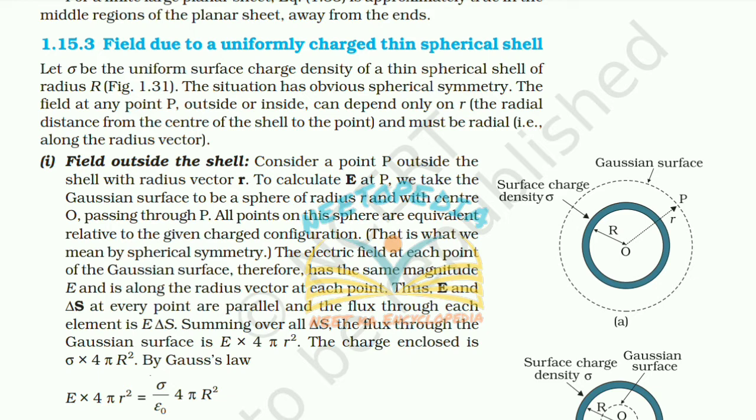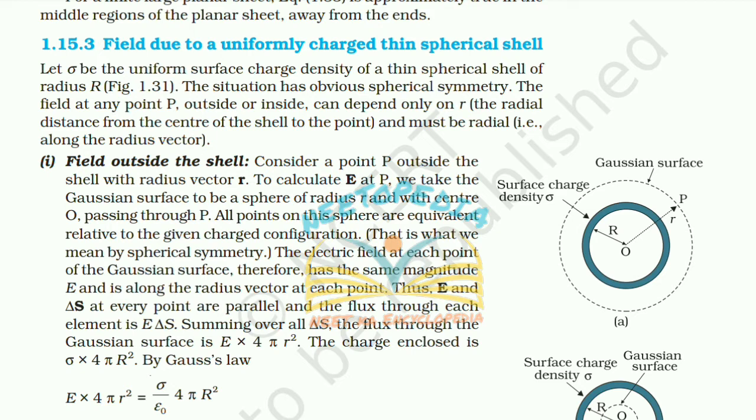Number 1. Field outside the shell. Consider a point P outside the shell with radius vector r. To calculate E at P, we take the Gaussian surface to be the sphere of radius r and with the center O passing through P. All points on the sphere are equivalent relative to the given charged configuration, that is what we mean by spherical symmetry.